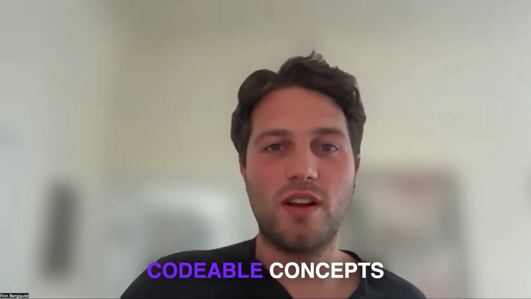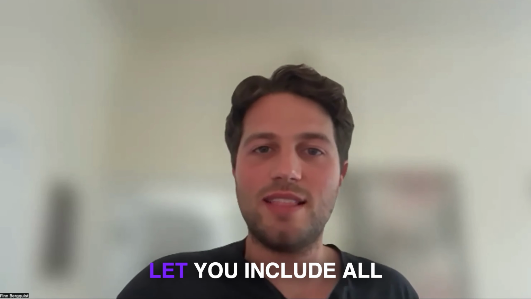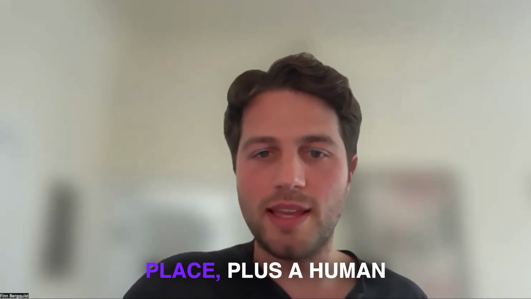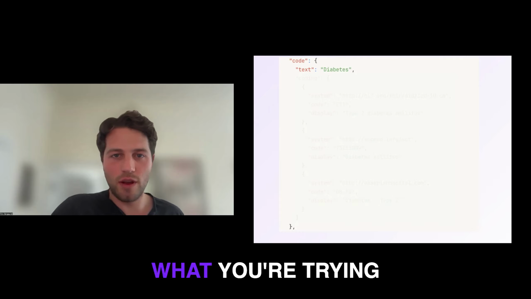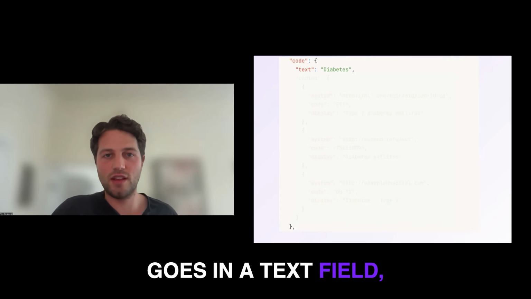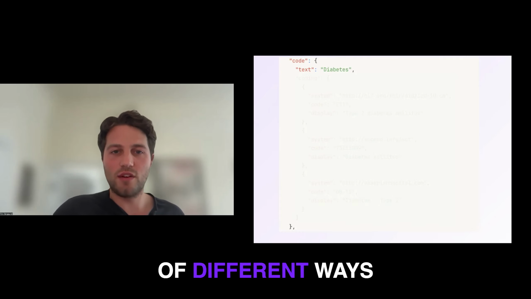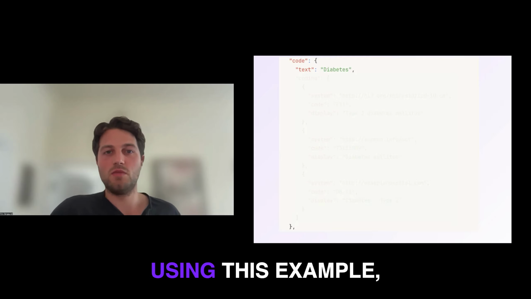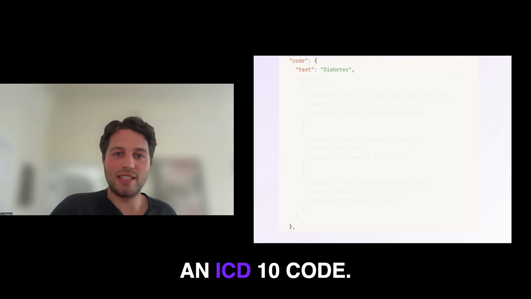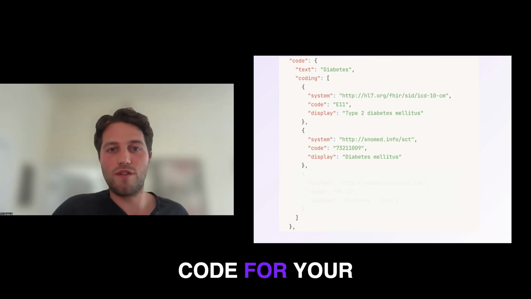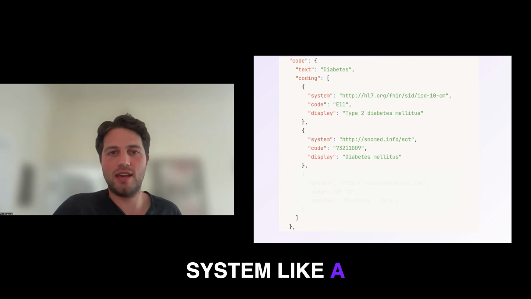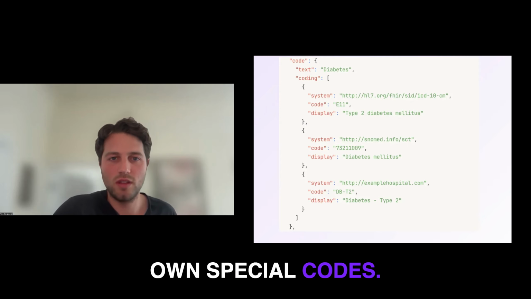Exactly. So that's where codable concepts shine, because they let you include all these codes in one place, plus a human readable text. So you get the general name of what you're trying to represent, which goes in a text field, and then an array of different ways to code the idea. Using this example, you would have an ICD-10 code, one for SNOMED, and then you could also include a code for your non-standard system, like a hospital using their own special codes.